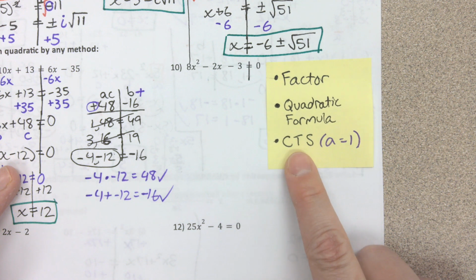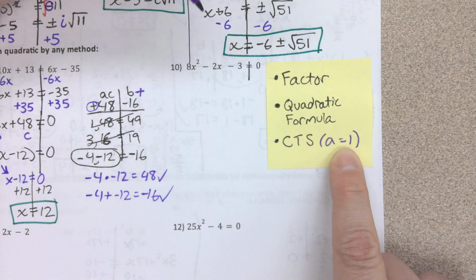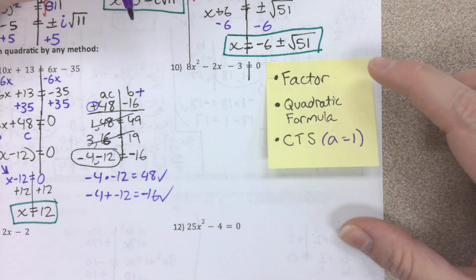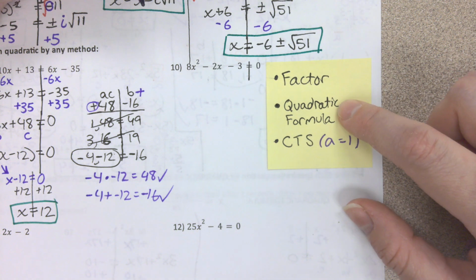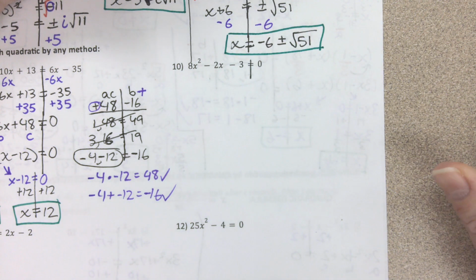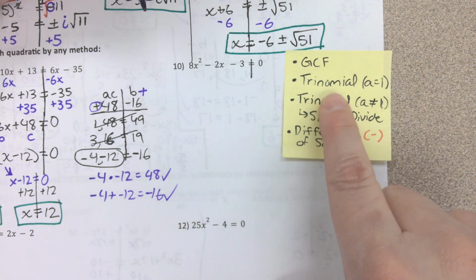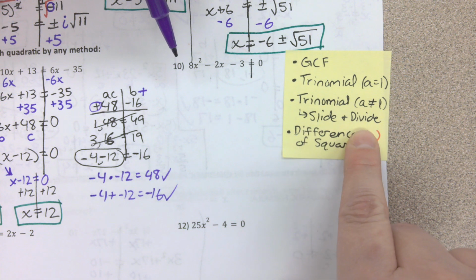We can't use completing the square on this one because a is not 1. A is 8. So if this is the method you like, sorry, you have to do something else. So let's, again, like I said, I'll do factoring first, and if that doesn't work, then I'll do quadratic formula. So I'm going to try factoring first. Again, let's take a look here. This has 3 terms, so this is a trinomial, and my a term is not 1, so I'm going to slide and divide.